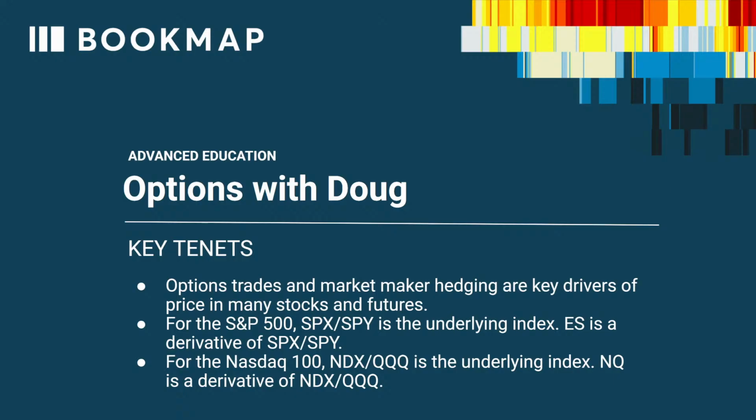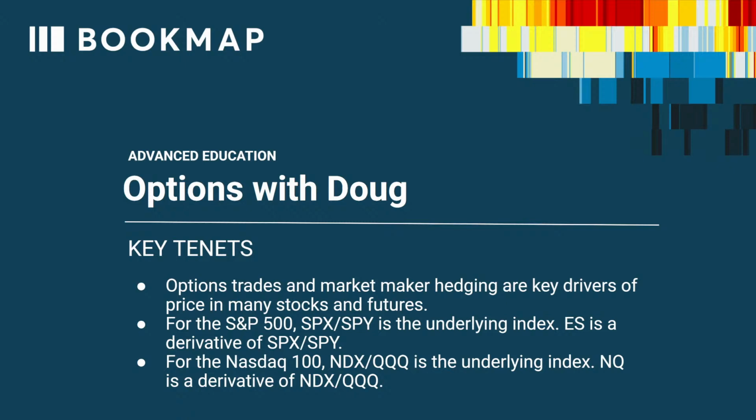And for the S&P 500, SPX is the underlying index, SPY is the ETF version of that index, and the ES futures contract is a derivative of SPX. And when traders buy and sell puts and calls in SPX and SPY, market makers take the opposite side of those trades and they hedge their delta exposure with ES futures.